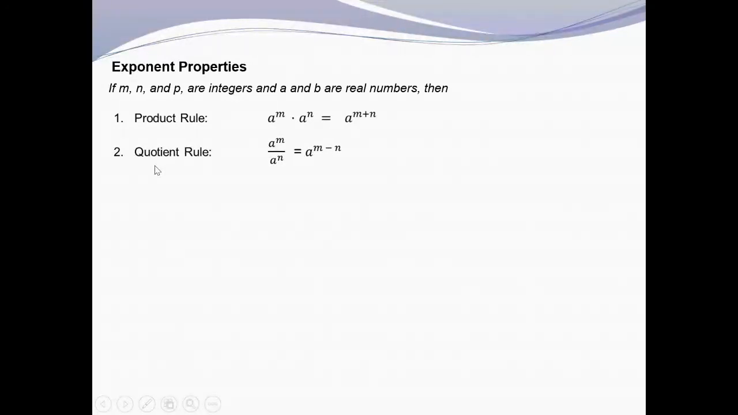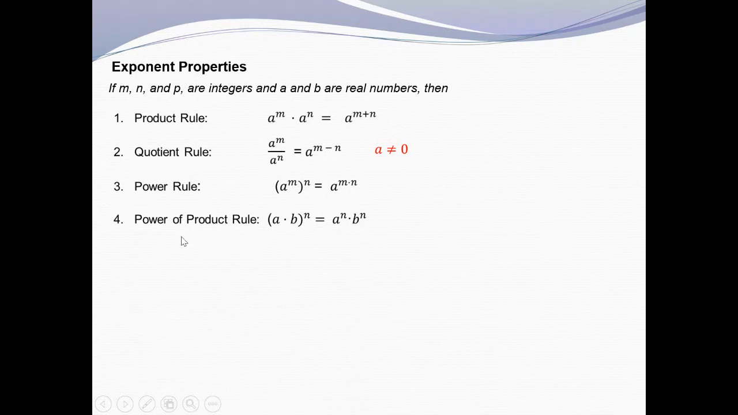Rule number 2 is called the quotient rule. If you have a^m divided by a^n, then you subtract the exponents. It's going to be a^(m-n). And a cannot equal 0 because if a is 0, it'll be undefined. Rule 3 is called the power rule. If you have a^m raised to another power n, then we multiply the powers. So it's going to be a^(m times n).